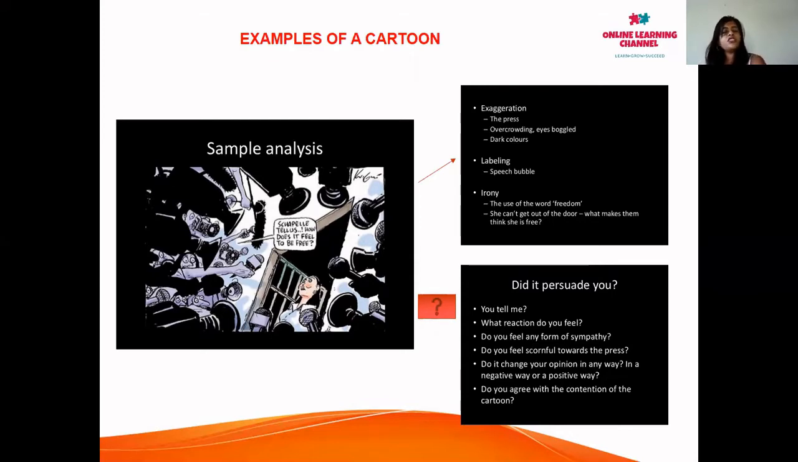The question that you need to ask: did it persuade you? You tell me. What reaction do you feel? Do you feel any form of sympathy? Do you feel scornful towards the press? Does it change your opinion in any way, in a negative way or a positive way? Do you agree with the contention of the cartoon?